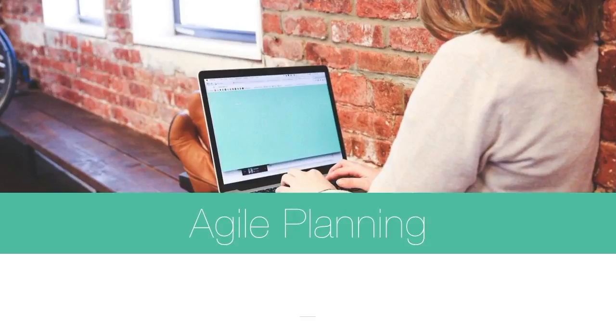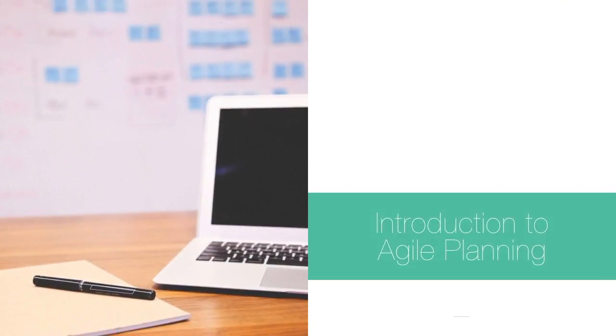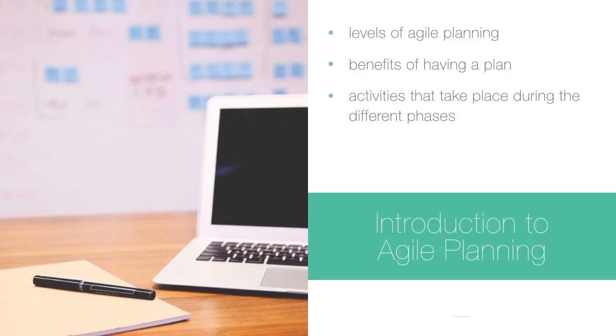This course will have two main sections. The first one is called Introduction to Agile Planning, and the second, Initiating and Scoping an Agile Project. After completing the first section, Introduction to Agile Planning, you will be able to recognize the levels of Agile planning, understand the benefits of having a plan for an Agile project, and identify activities that take place during the different phases of Agile planning.